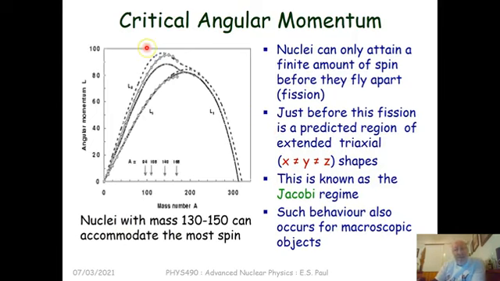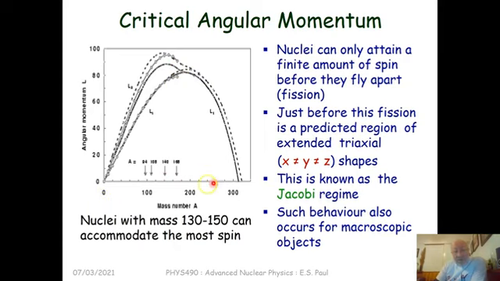So just to mention, how much angular momentum can the nucleus hold before it would fission? If it rotates fast enough, it will eventually fly apart. This shows essentially what this critical angular momentum is. As you see here, it's 80 to 100, or 95 ħ. That would be the maximum spin that the nucleus can hold before it fissions.